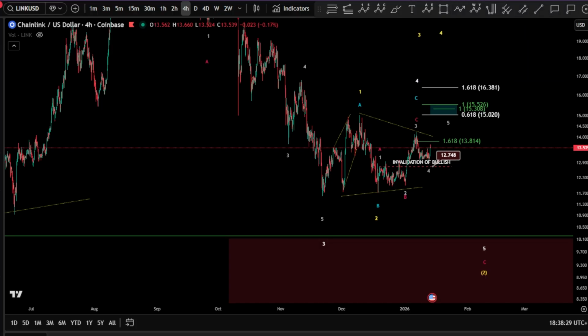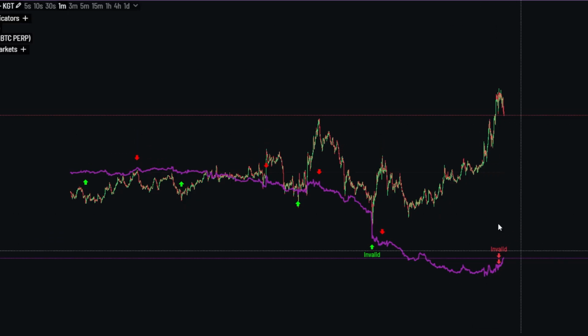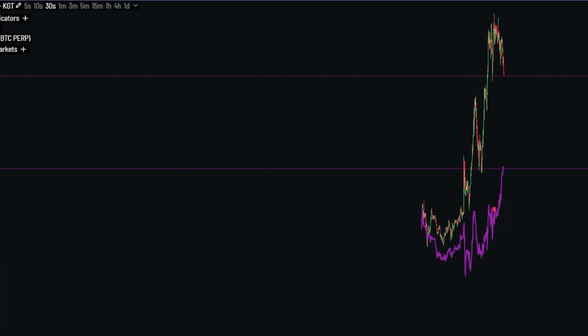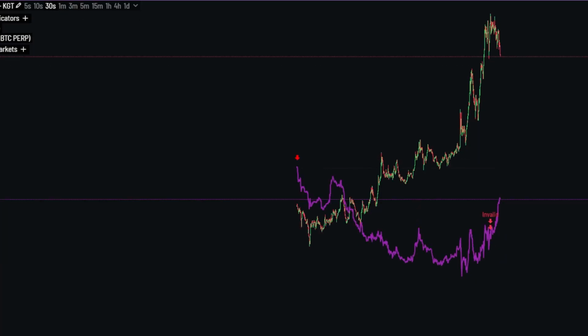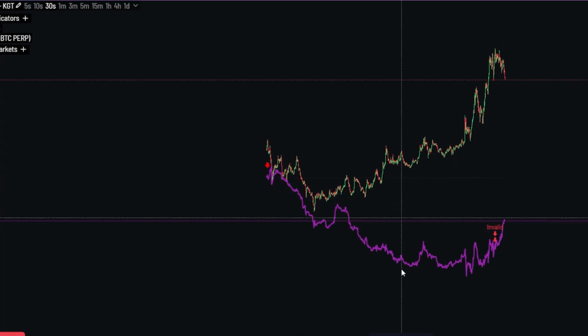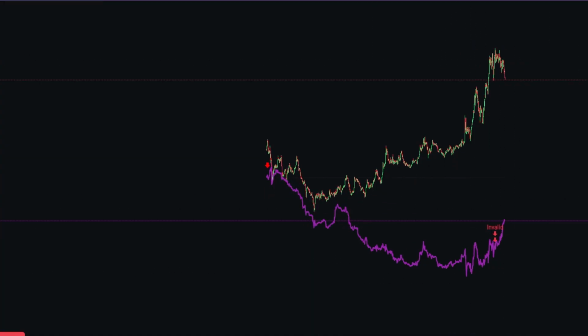I'm not really convinced that we are very bullish. And of course, I see some weaknesses a little bit here. I'm gonna check the lower time frame a little bit. Well, everything is gonna be invalid right now, yes, because of course we took the high.